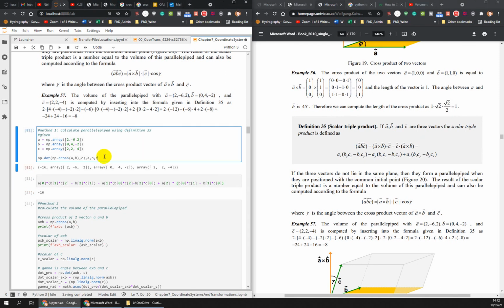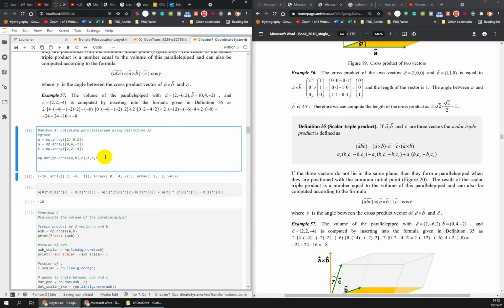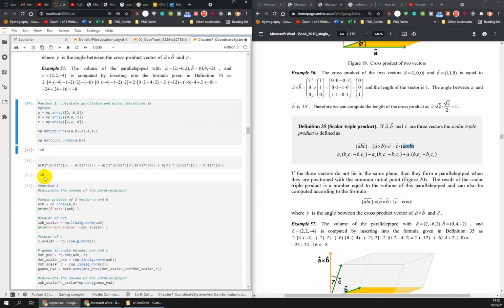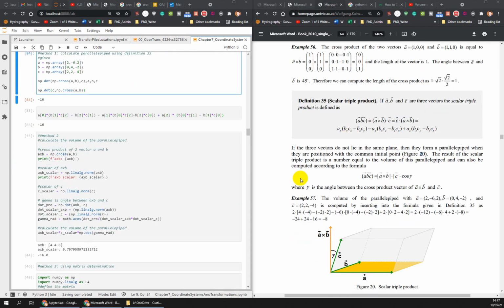Another way that we can calculate it is to take the cross product of A and B, then take the dot product of C and the cross product of A and B. So here's going to be C, and then here's A and B, and we also get -16. So that is the first method, but we can also use the second method, which is this way.